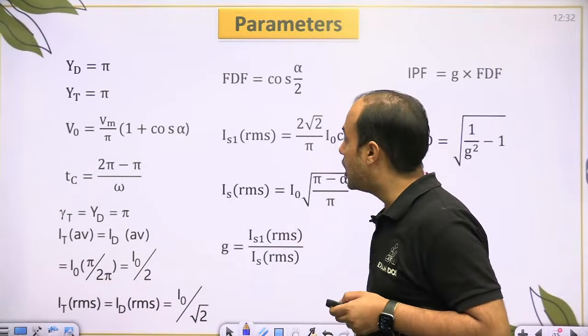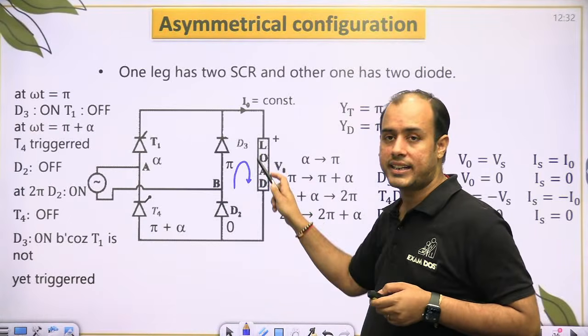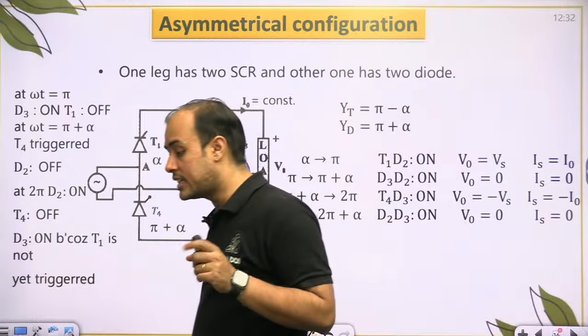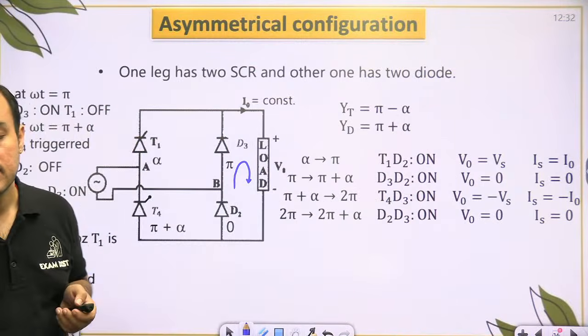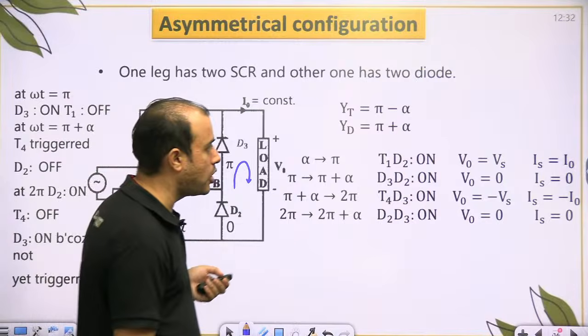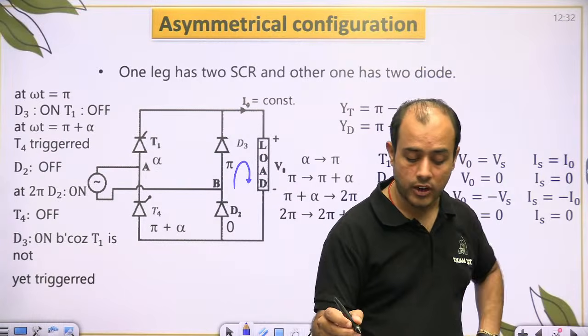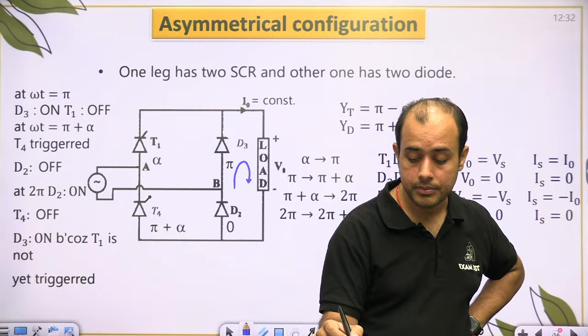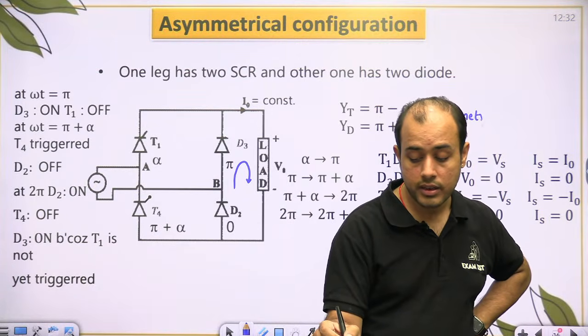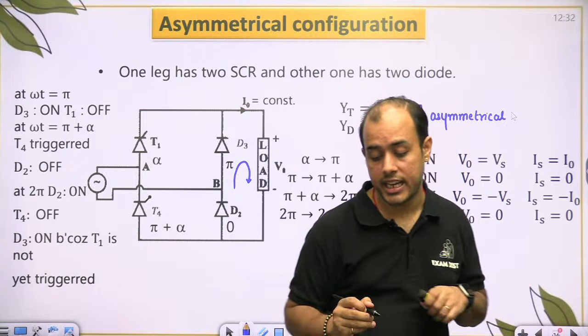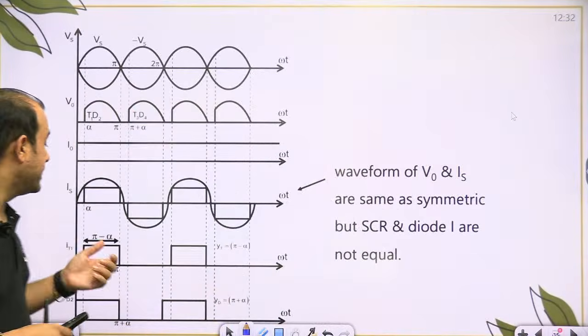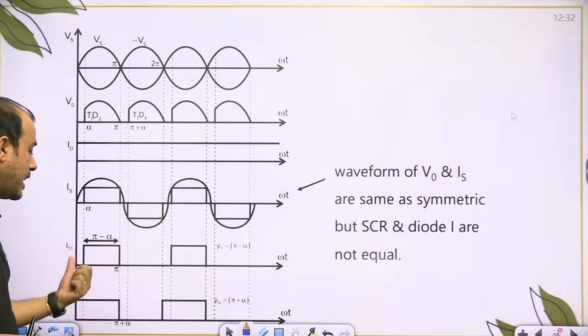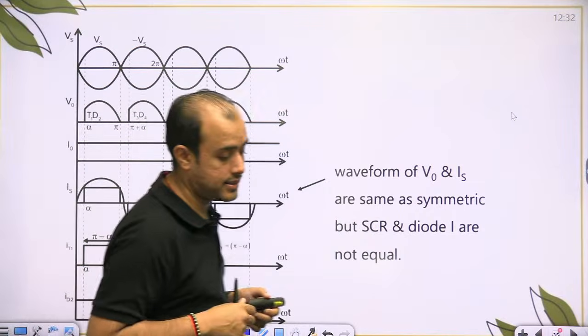But now freewheeling action is only provided by diode branch. So the diode conduction angle is higher, thyristor conduction angle is smaller. And that is also one of the reasons we call it asymmetrical. So rest everything remains the same, only the thyristor conduction angle and the diode conduction angle changes.